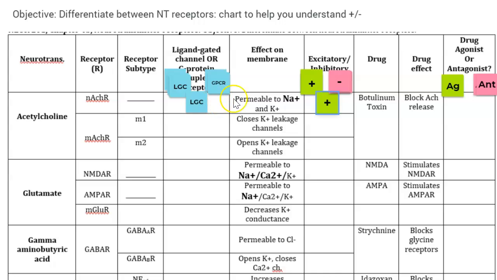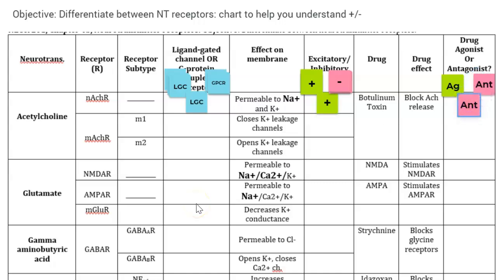So hopefully that helps you figure out what type of channel it is and whether it's excitatory or inhibitory. And then, again, I would not make you memorize these, but based on the action of the drug, you should be able to reason whether it's an agonist or an antagonist. So something that's going to block the specific neurotransmitter release, right? If you're blocking the release, that means the neurotransmitter is not going to get into the synapse. So that means it's an antagonist.